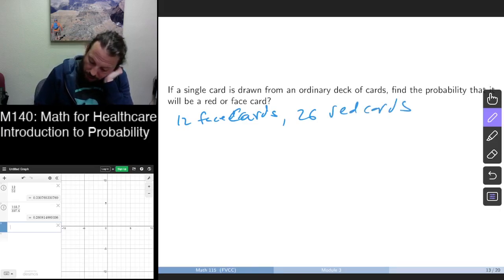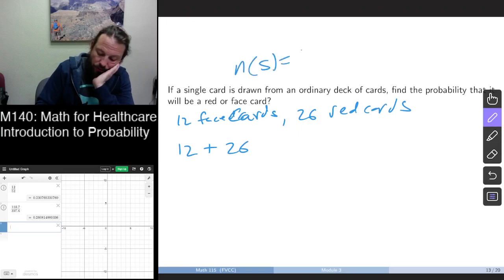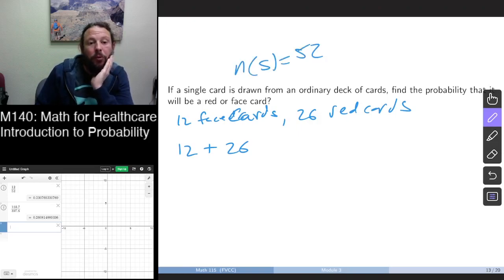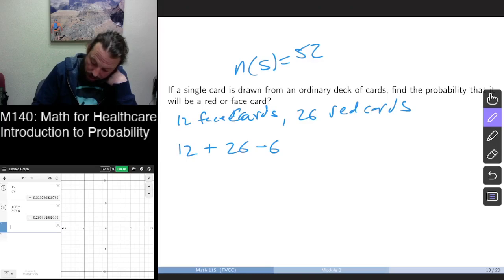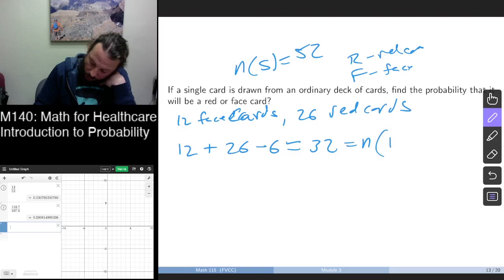All right. Now, we can't just add them together, right? 12 plus 26 to get the size. By the way, our sample space is still 52. What's the problem? Well, there's some face cards that are red cards, and in fact, there's 6 of them. So let's say getting a red card is R, and a face card is F, and we see this is equal to 32, which is equal to the size of R union F.